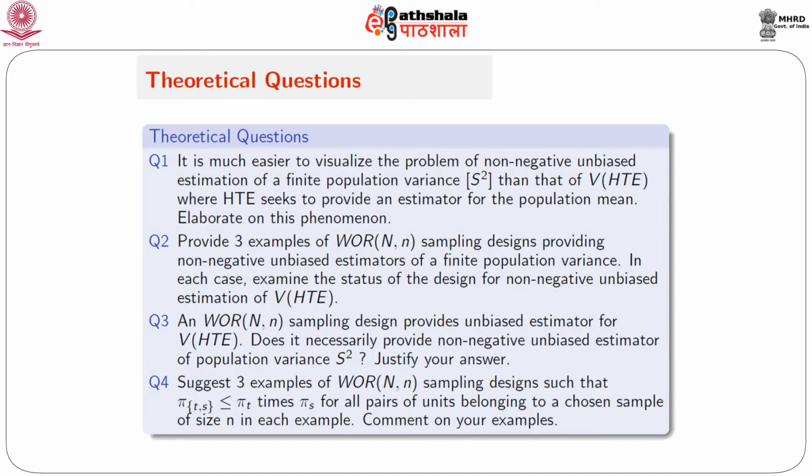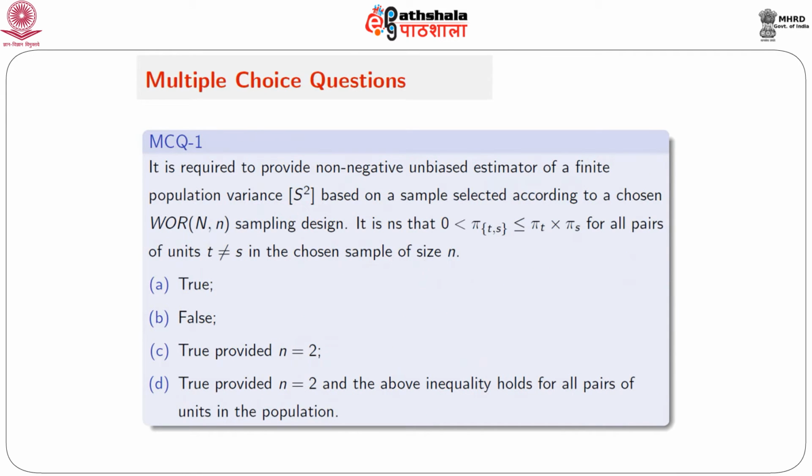Okay. So thanks for your attention. I think that's it. It is required to provide a non-negative unbiased estimator of a finite population variance based on a sample selected according to a chosen without replacement sampling design. It is necessary and sufficient that 0 less than pi ts less than or equal to pi t times pi s for all pairs of units t unequal to s in the chosen sample of size n. True, false, true provided n equals 2, or true provided n equals 2 and the above inequality holds for all pairs of units in a population.